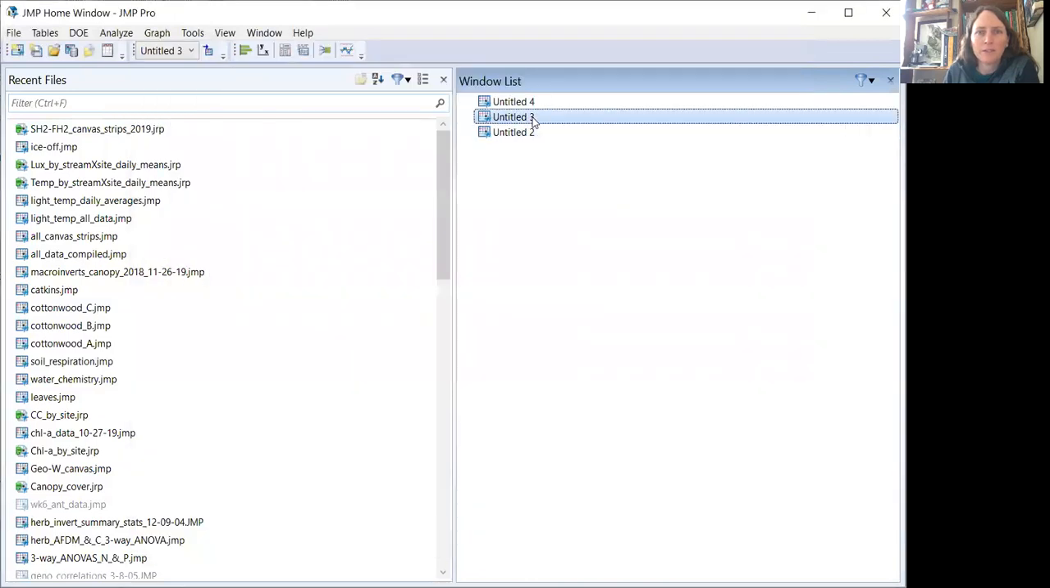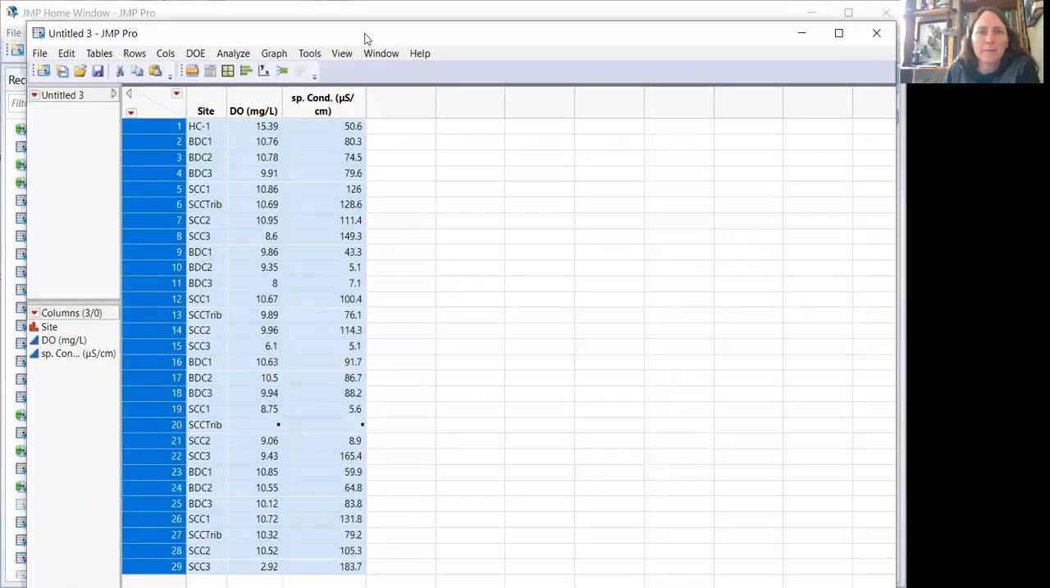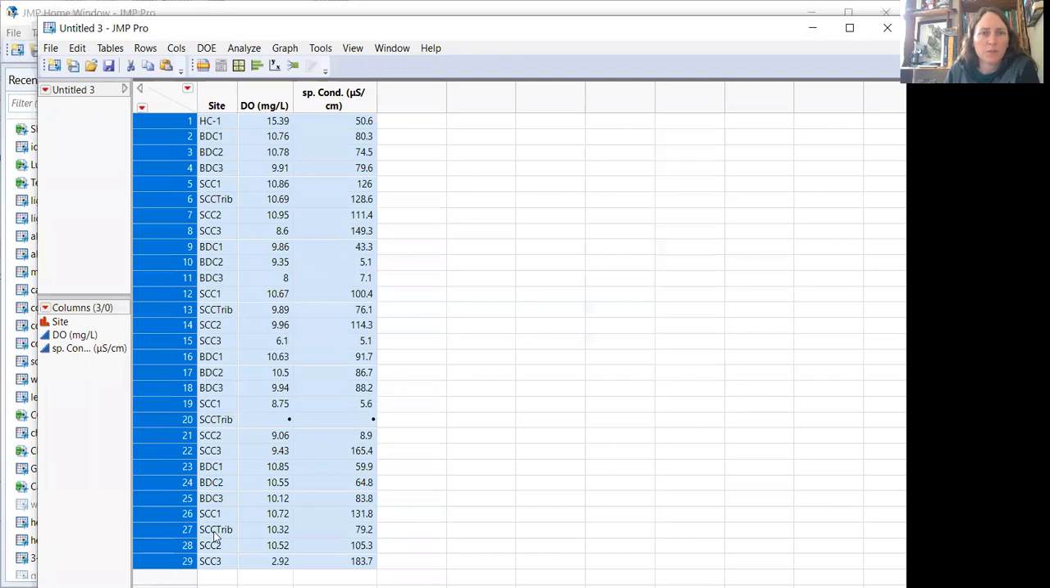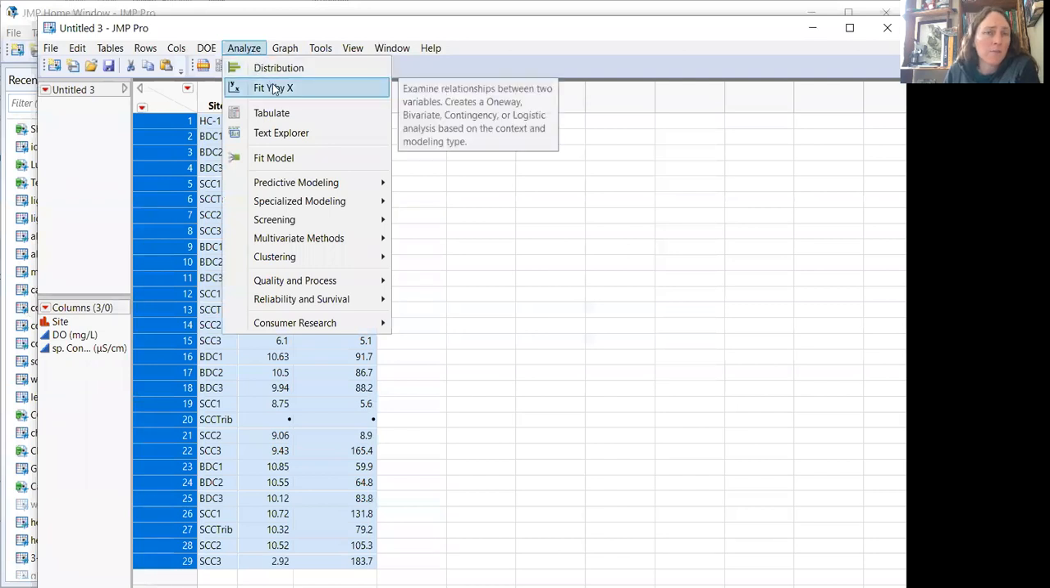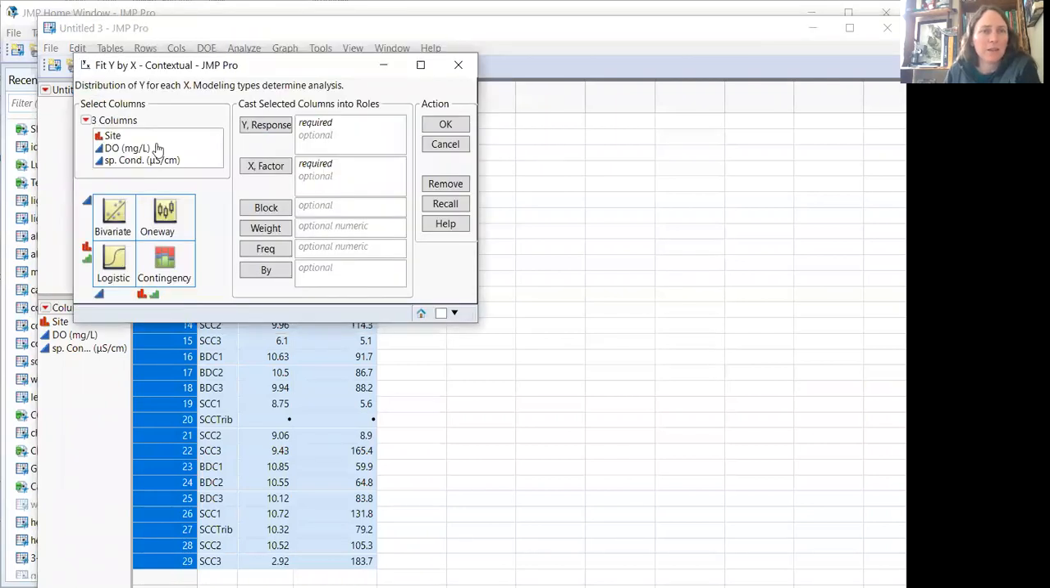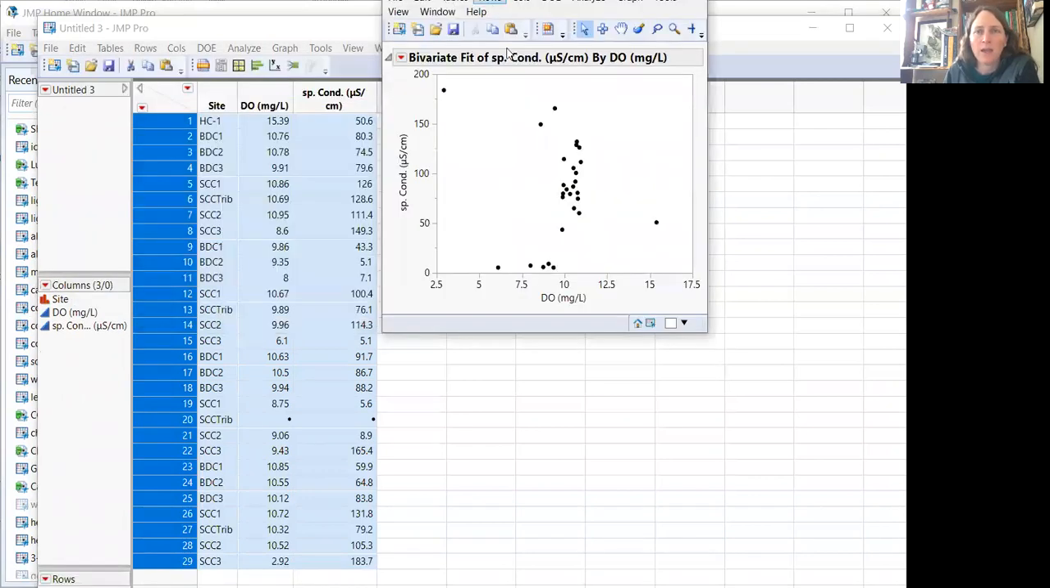Then if I go to this data set, here I've got a bunch of different stream sites, and I've got measurements of dissolved oxygen and specific conductivity. What if I'm curious to see if DO and conductivity are linearly related, whether they're correlated, or I could run a regression. Maybe I think that the dissolved oxygen concentration might influence the conductivity in the water. And so I say, okay, and ooh, that doesn't look good, right?